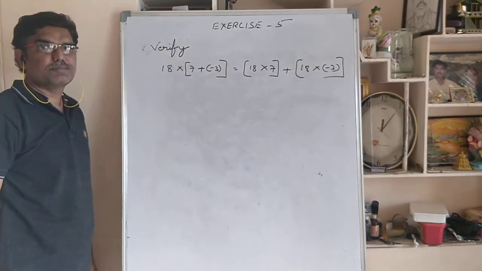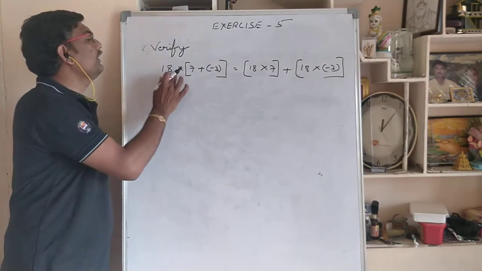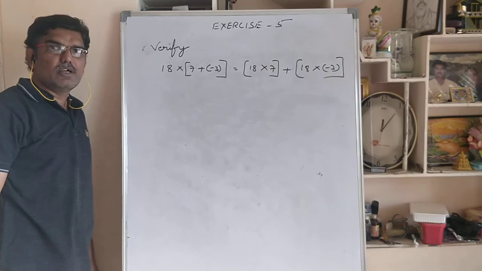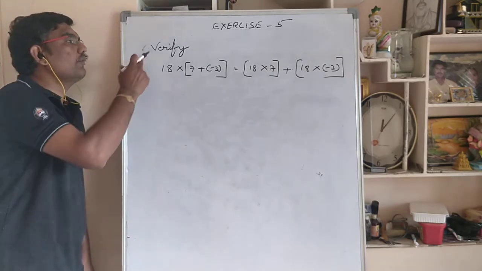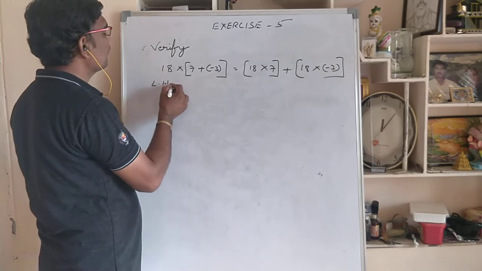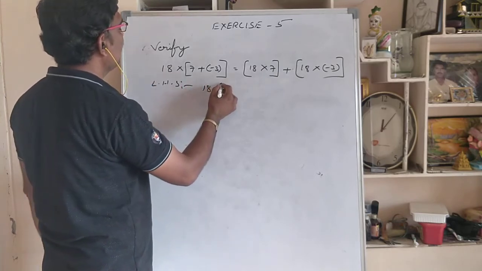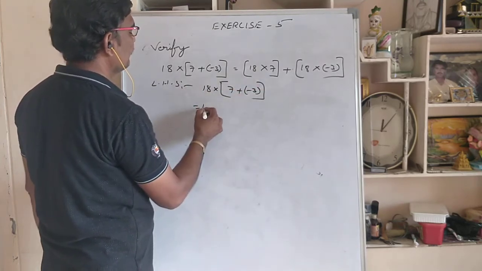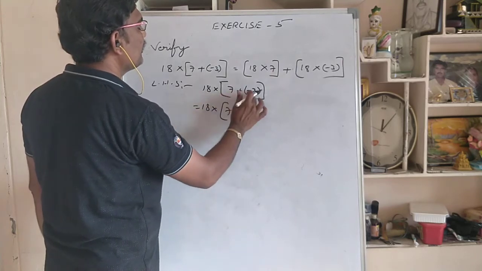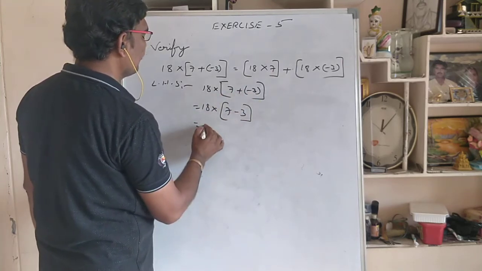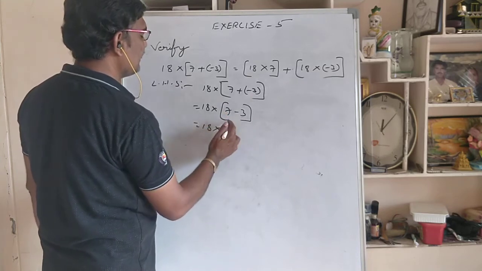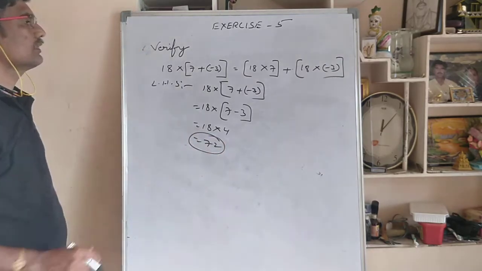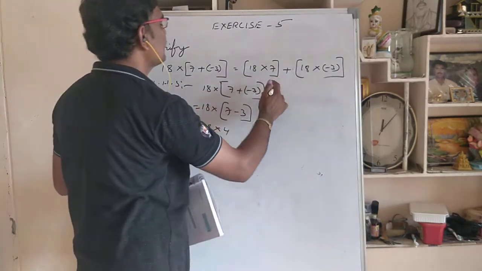the distributive property. Okay, the left distributive property: A into B plus C is equal to A into B plus A into C. The property is correct only, but you should not just say that property, because he is asking to verify. So what you have to do is take the LHS only. What is the LHS? 18 into 7 plus minus 3. Plus into minus 3 is nothing but minus 3. 7 minus 3 is how much? 4. 18 into 4, how much are you getting? 72 in the LHS. Now you have to go for the RHS.